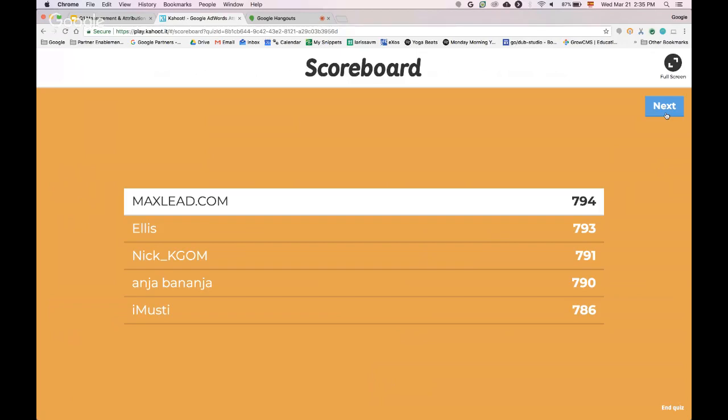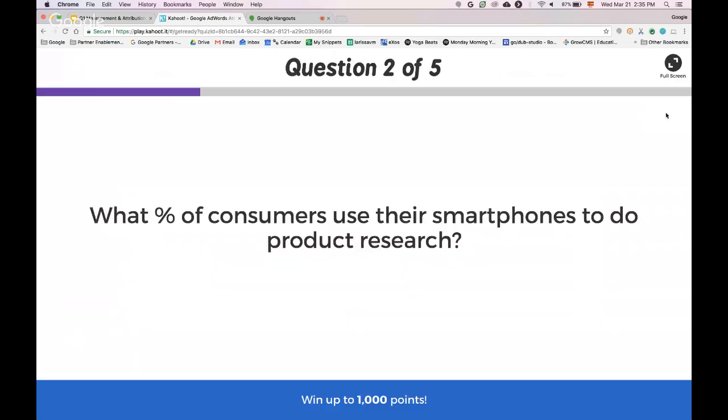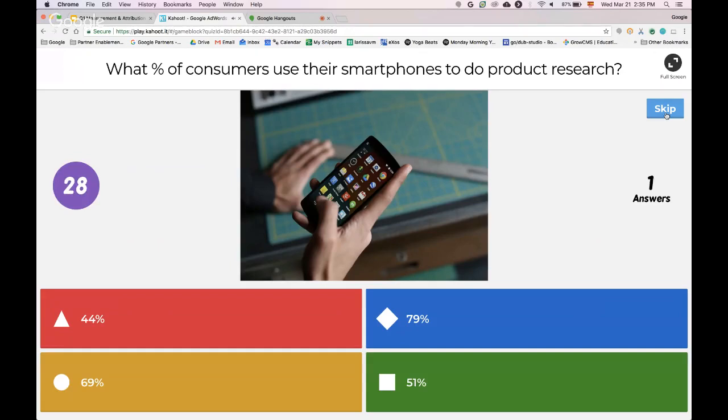Be ready. It's going to be fast. What percentage of consumers use their smartphones to do product research? Is it 44%, 79%, 69%, or 51%? What do you think? How many people are taking their smartphones and looking for information about the product before they get it, want to know more? What do you think? We still have a couple of seconds left. This is about accuracy and being fast. So we'll see how it goes.